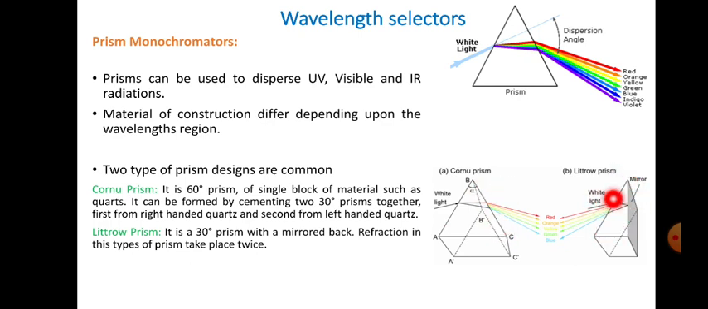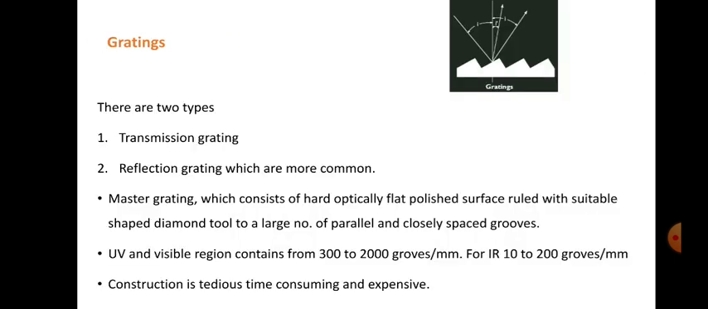So in short, when you take two Littrow prisms together, right, and combine them, that will form a Cornu prism. So this is the Littrow prism, which has a 30-degree prism, whereas the Cornu prism is a 60-degree prism, right. Or you can take two 30-degree Littrow prisms and cement them together, and that will form a Cornu prism.